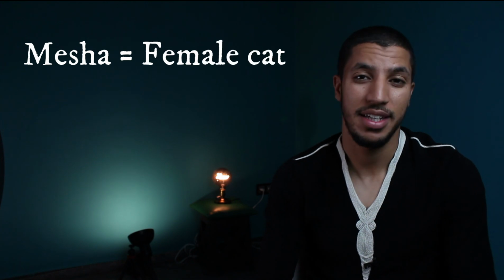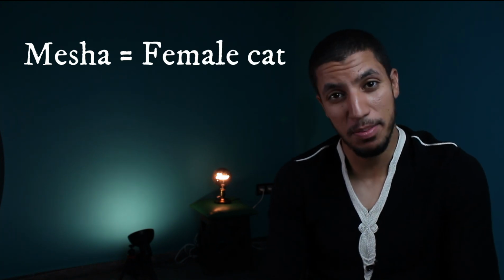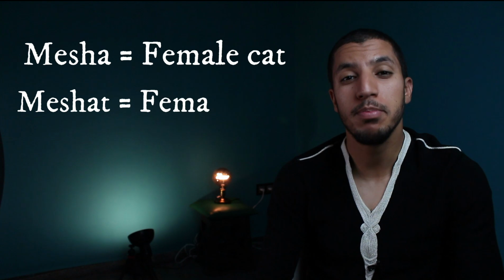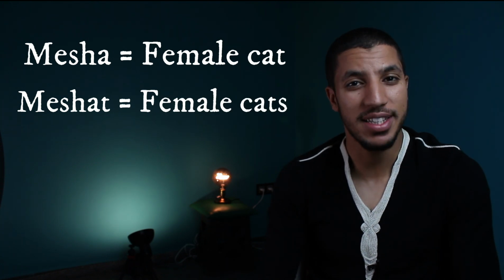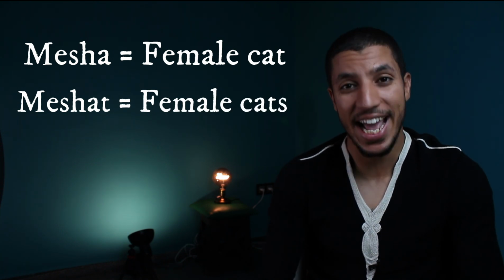For the plural nouns, the feminine nouns usually end with a T at the end. So for example, misha, which is a female cat, becomes mshat, which is female cats. Alright, now to the exercise. I'll put a list of masculine and feminine nouns all mixed up together, and then your job is to help me guess the masculine and feminine noun. Okay, you ready? Here we go.